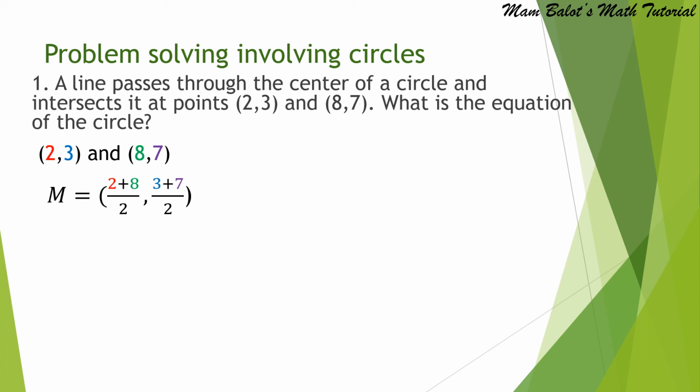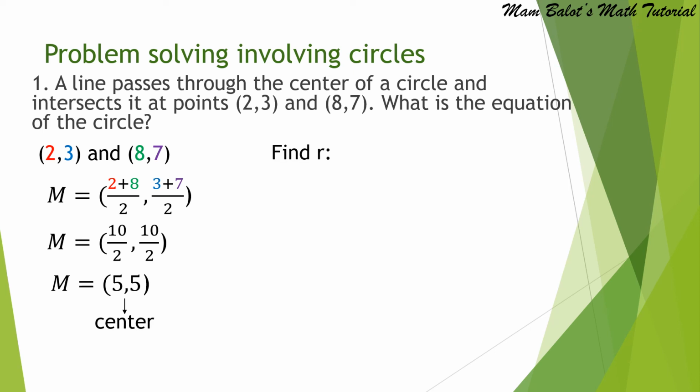7 divided by 2. So we have 2 plus 8 is 10 over 2, and then 3 plus 7 is also 10 divided by 2. So 10 divided by 2 is equal to 5. So the midpoint is located at the point 5, 5. So that would be now the center of our circle.